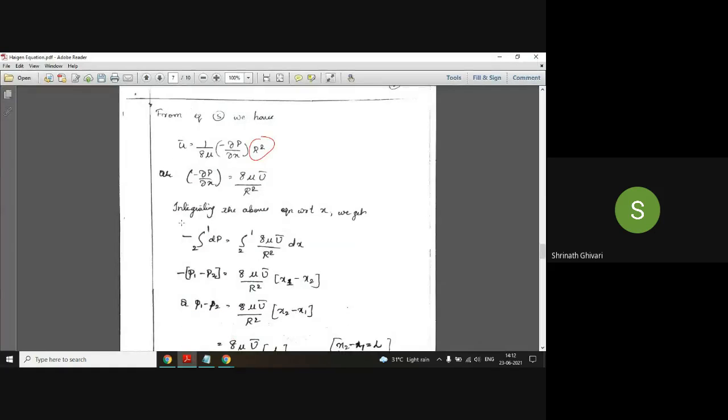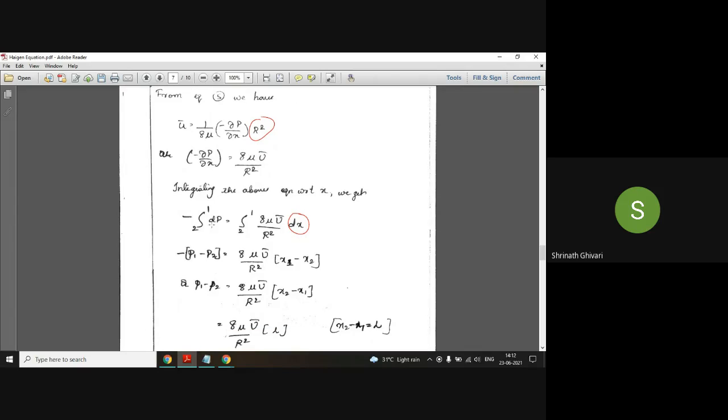Integrating the above equation with respect to x: the integration of minus dou p by dou x, dx, equals the integration of 8 mu u bar by R square, dx. As it was integrated with respect to dx, I have taken this dx here: dou p by dou x into dx. So minus p1 minus p2, it will be minus itself because there is a minus sign. So p1 minus p2 equal to 8 mu u bar by R square, which is constant so it will be outside, times x1 minus x2. This dx is integrated in terms of x1 minus x2.